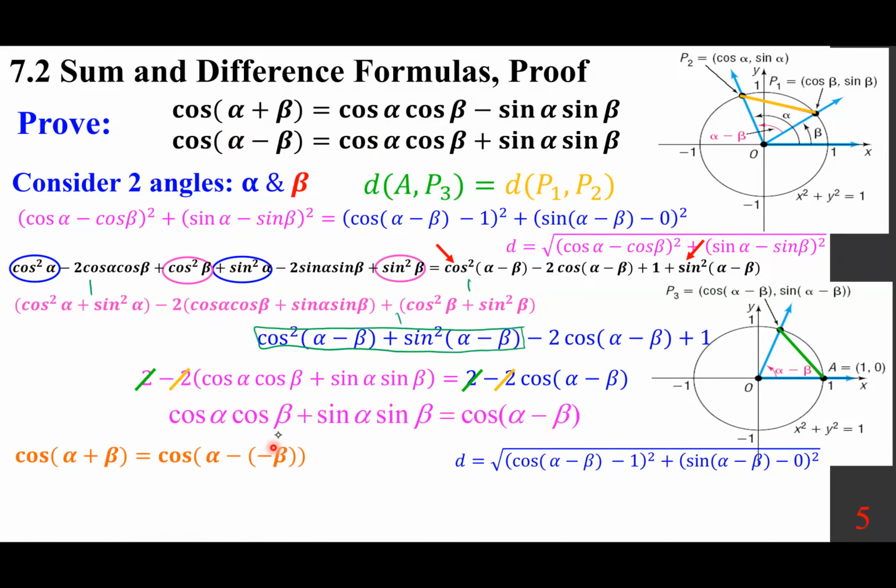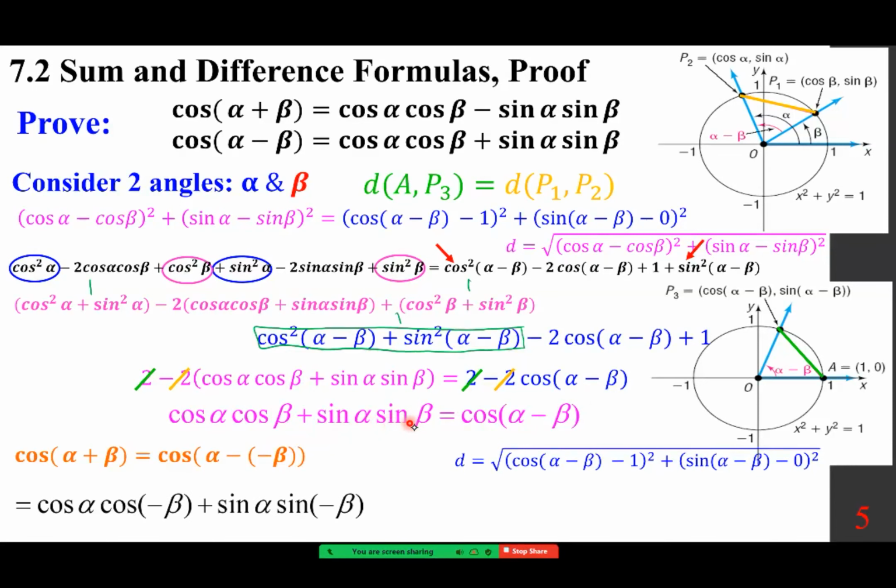What about cosine of alpha plus beta? Well, we can write cosine of alpha minus negative beta, which means in this formula, wherever we see beta, we replace it with negative beta. So cosine of alpha minus negative beta, because remember, you can think of it as x, any variable of your choice. So this becomes cosine alpha, this becomes cosine of negative beta. This remains the same, sine of alpha, sine of negative beta, okay?